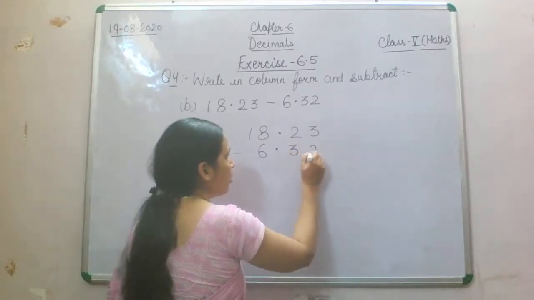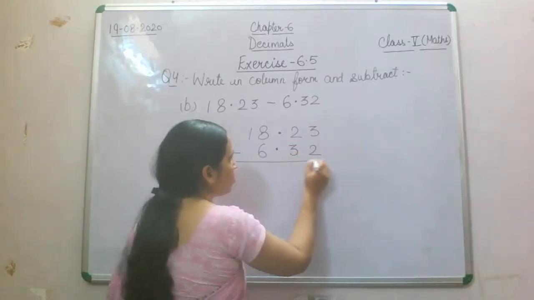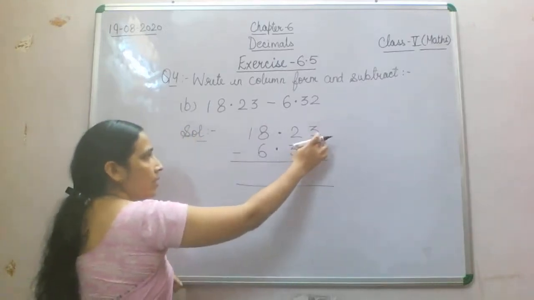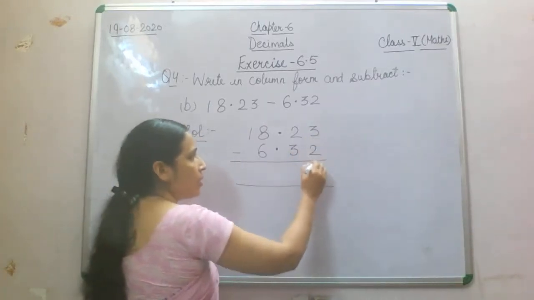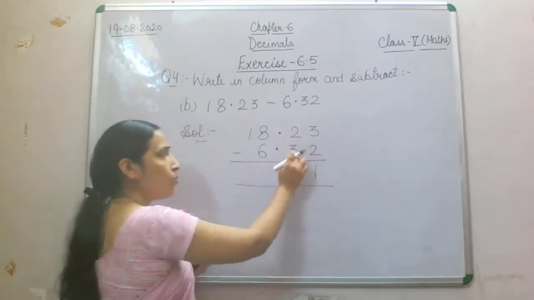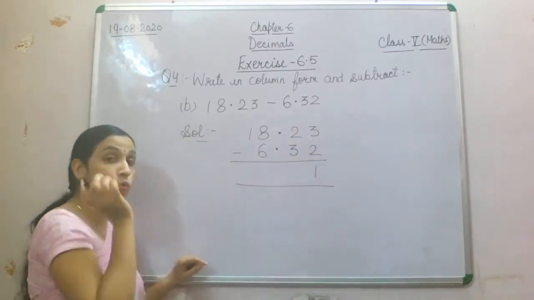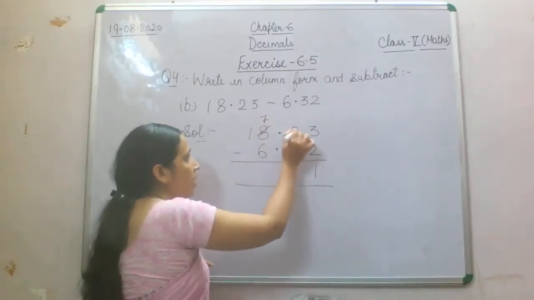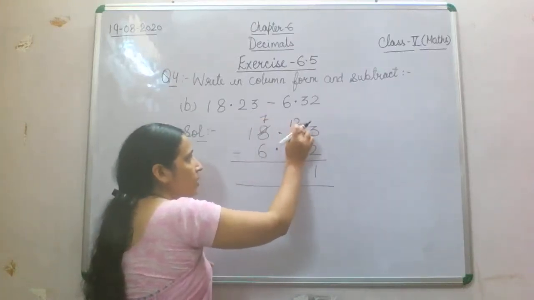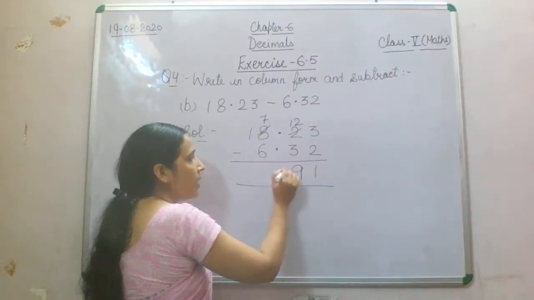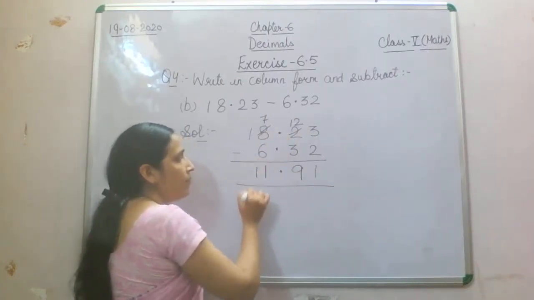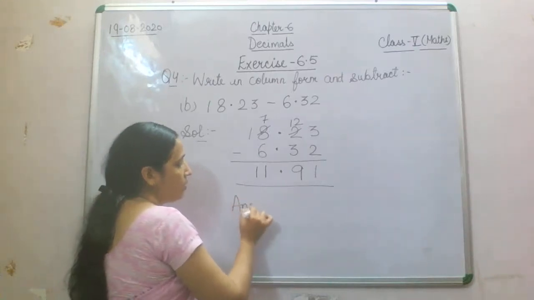6.32. So now here you have to see, can you subtract? Yes, we can. 3 minus 2, we will get 1. Now from 2 we cannot subtract 3. So what will 2 do? 2 will borrow from this 8. 8 will become 7 and this 2 will become 12. 12 minus 3, what will you get? 9. And 7 minus 6, what will you get? 1 and 1. So what is your answer?